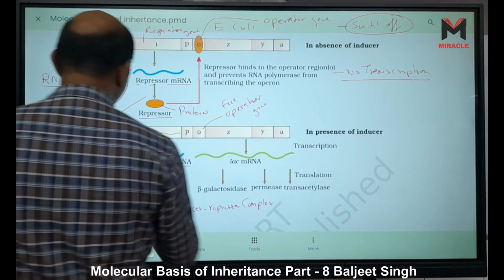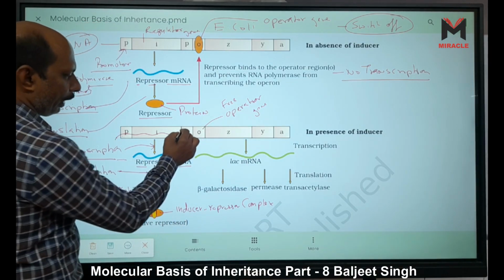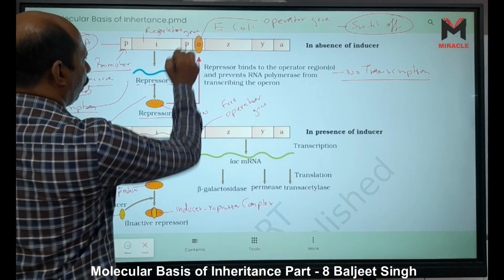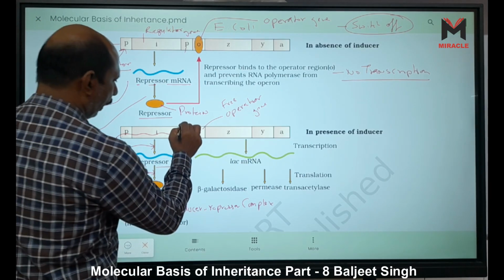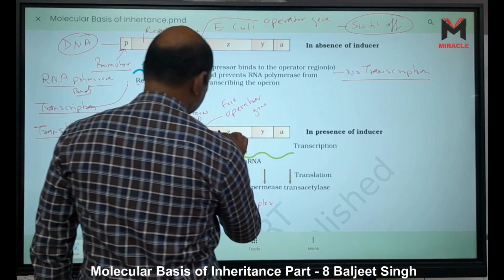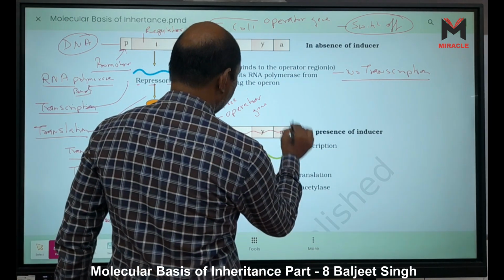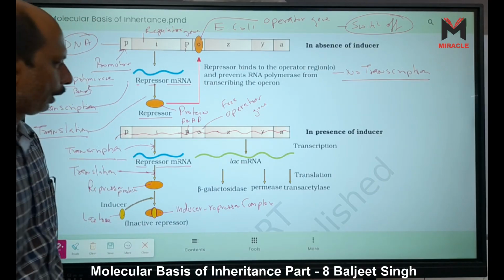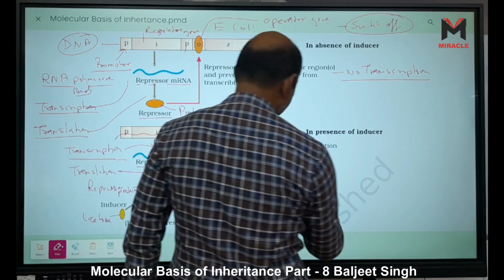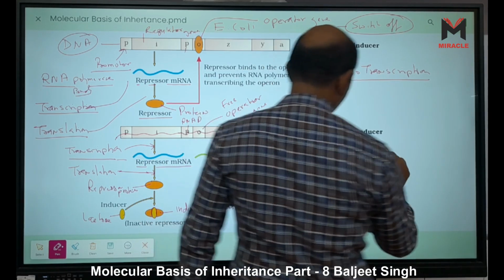Now when the polymerase enzyme starts, this is the promoter site, where RNA polymerase binds with the promoter. When RNA polymerase binds with the promoter site, it starts transcription. This transcription passes over the operator and transcribes the ZYA genes continuously. This is the lac mRNA, and this mRNA is polycistronic mRNA.